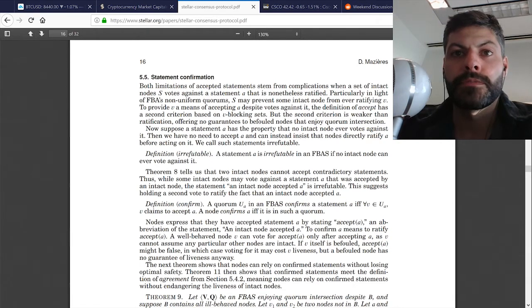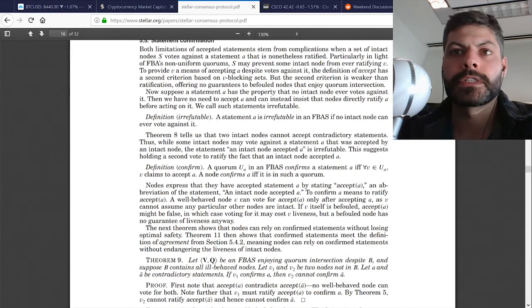Definition: confirm. A quorum UA in an FBAS confirms a statement A if and only if, for all V in UA, V claims to accept A. A node confirms A if and only if it is in such a quorum. Nodes express that they have accepted a statement A by stating "accept A", an abbreviation of the statement "an intact node accepted A." To confirm A means to ratify "accept A."